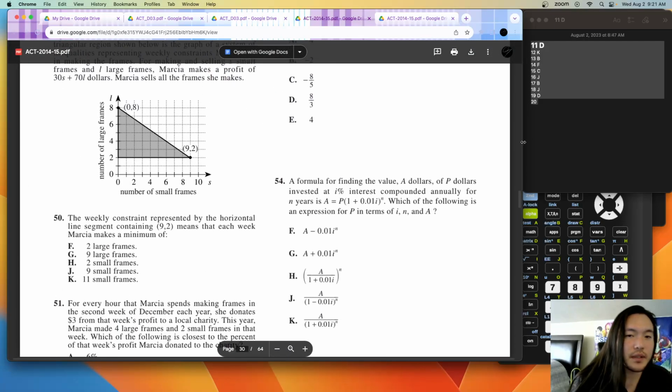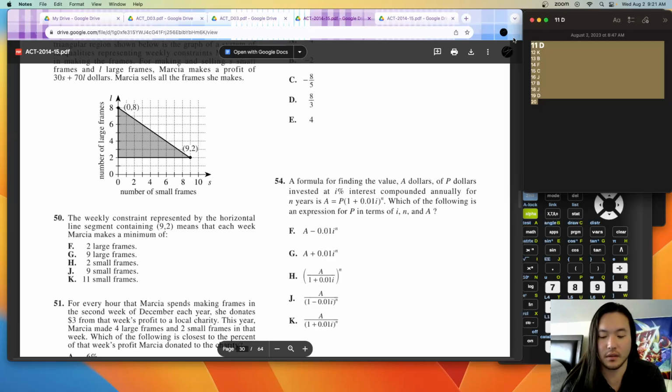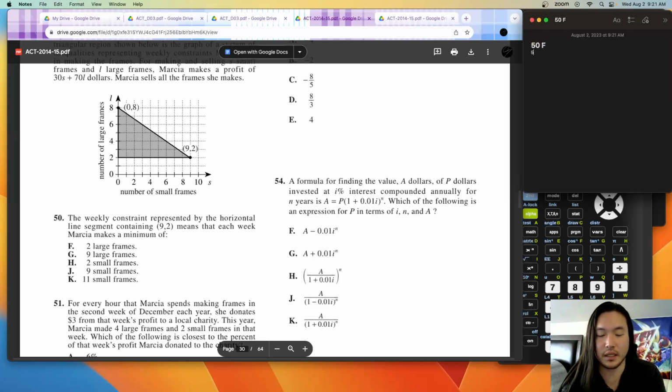Okay, so definitely 50, I'm saying she makes 2 large frames, F. Hopefully that makes sense. Yeah, definitely, if something does not make sense, stop me. Let's talk about it.